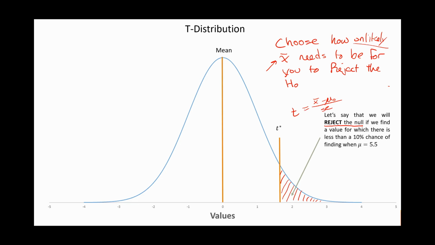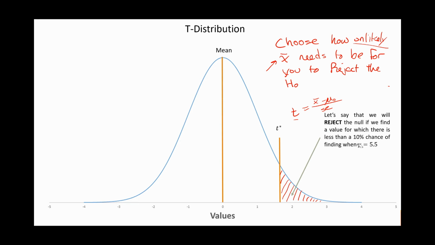Let's say we decide to reject the null if we find a value of the t-statistic for which there is less than a 10% chance of finding it when mu is equal to 5.5. So if mu is equal to 5.5, that is, if our null hypothesis is true, we will reject the null if our t-statistic has a 10% probability or less.